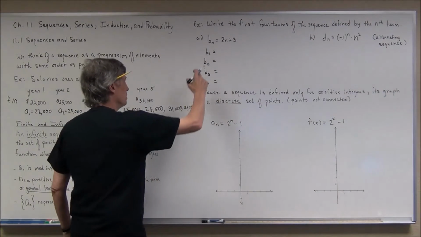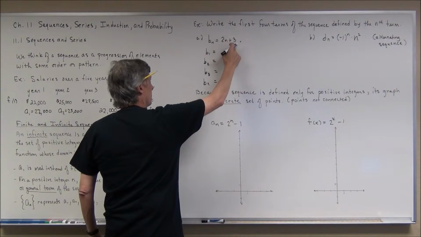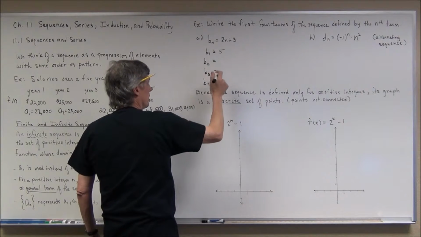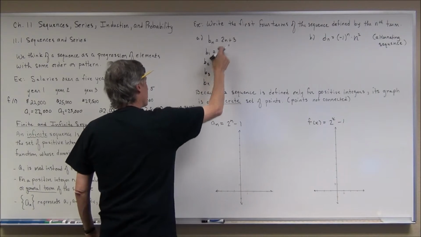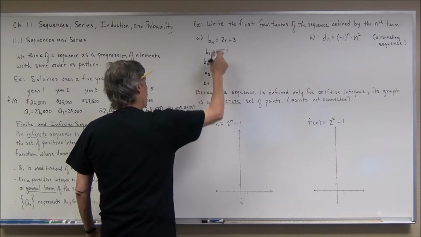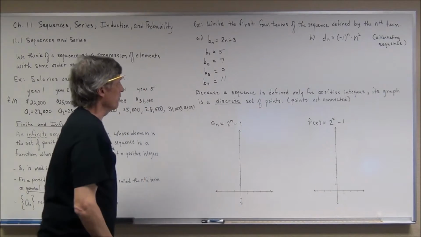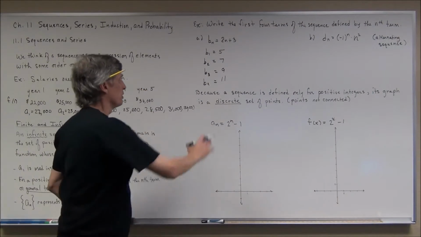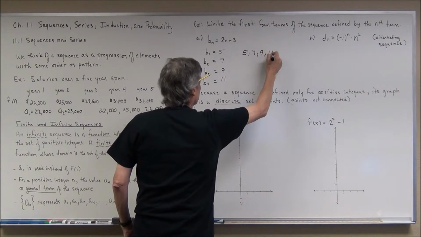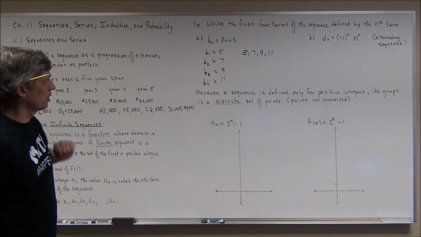So we substitute in 1 for n: 2 times 1 plus 3, 5. We plug 2 in for n: 2 times 2 plus 3, 7. We plug 3 in for n: 2 times 3 plus 3 is 9. We plug 4 in for n: 2 times 4 plus 3 is 11. And we have the first 4 terms. You can write it like this, or if you prefer, you can write it like this. And those would be the first 4 terms of the sequence defined by that general term.